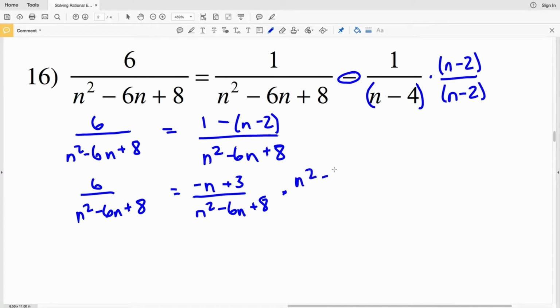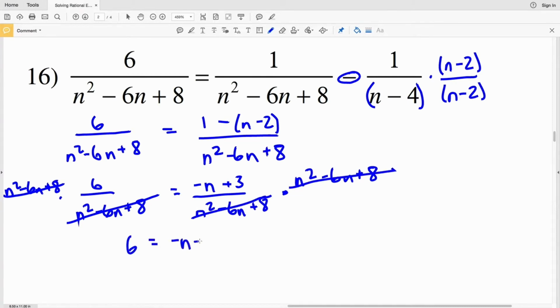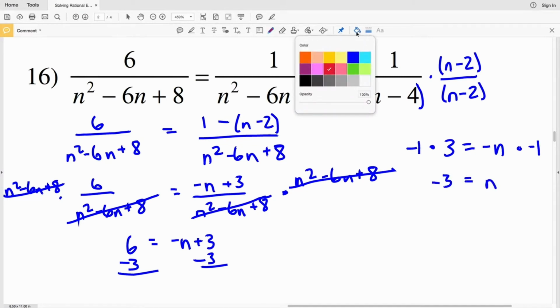Multiply by n squared minus 6n plus 8 on both sides. And the denominators will both cancel out with the quantity we just multiplied by. So we'll have 6 equal to negative n plus 3. So subtract 3 from both sides to get 6 minus 3 is positive 3, and that's equal to negative n. So all we have to do is multiply by a negative 1 to get that negative 3 is equal to a positive n in number 16.